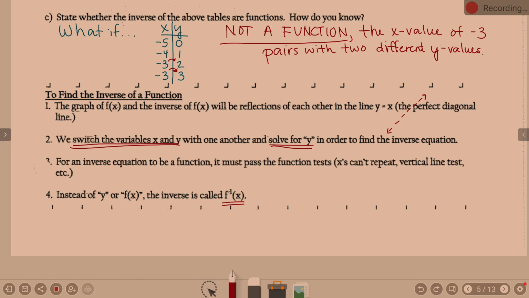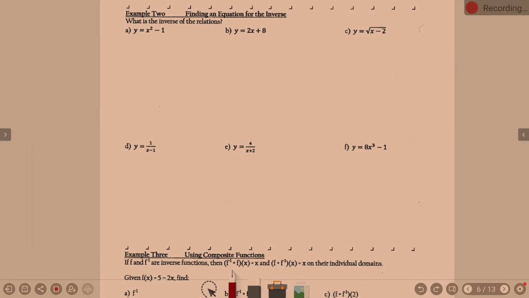Okay. Ready to try it? And we'll see how timing goes. I don't know if we'll do all of these. I don't have them all done in my notes right here.